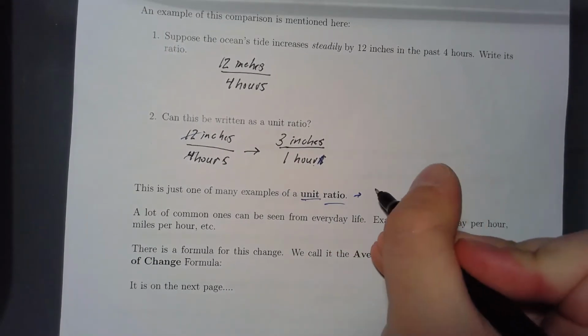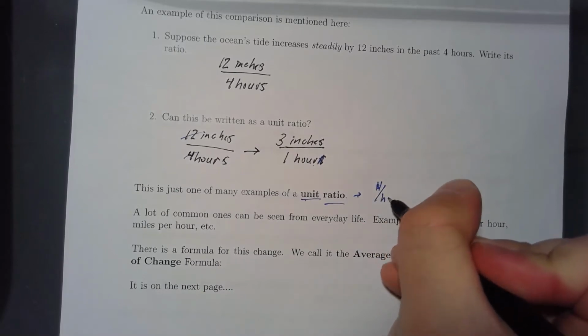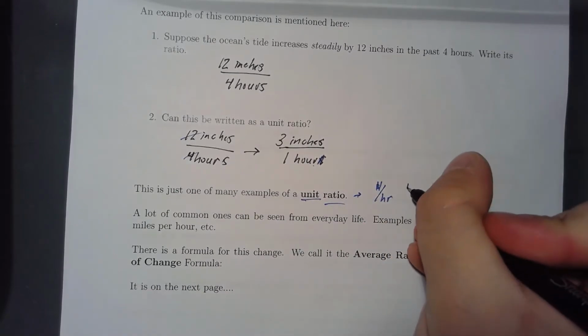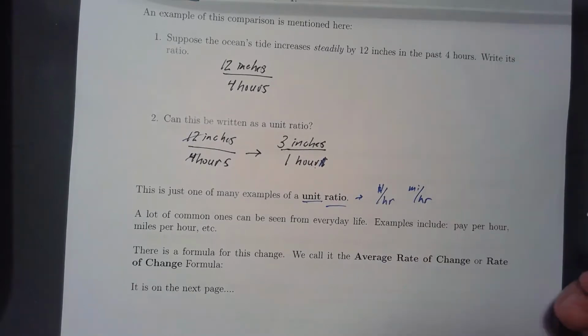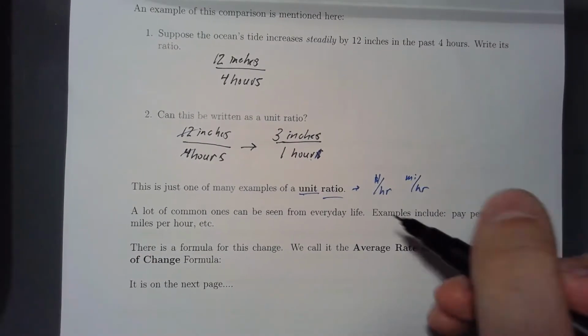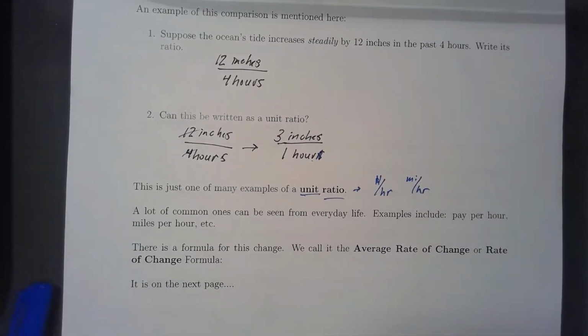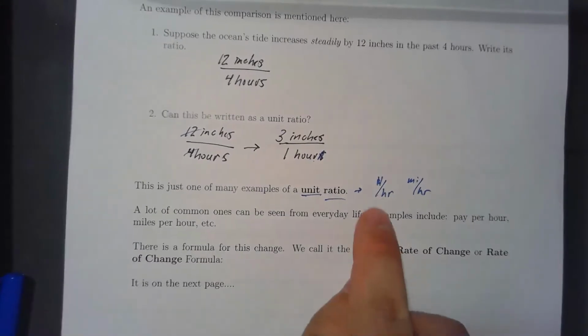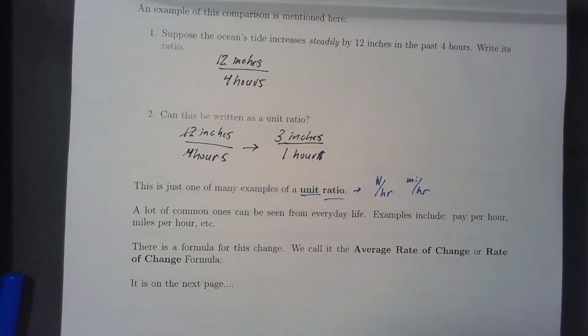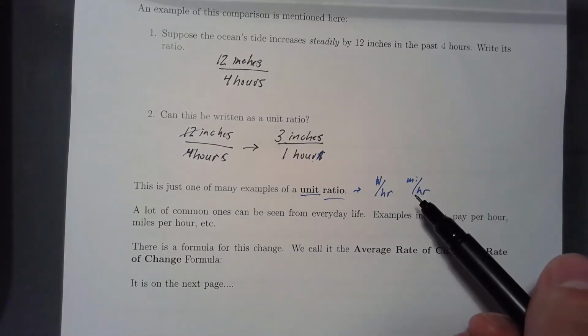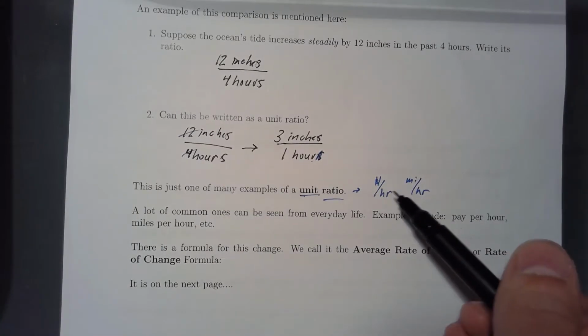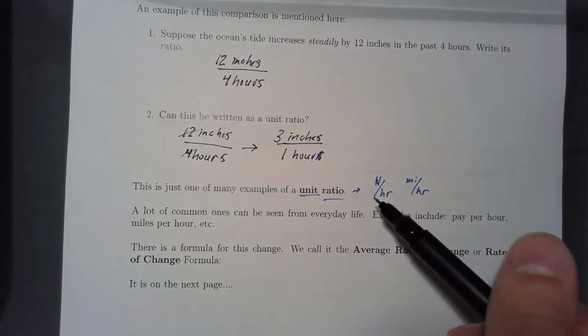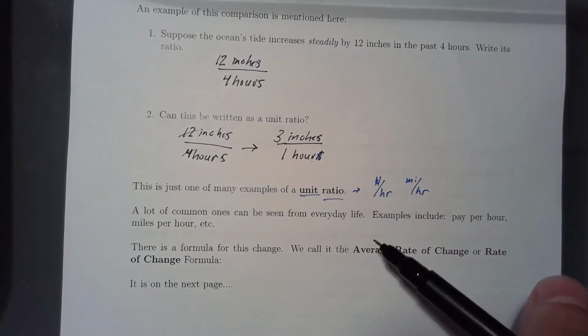Unit ratios could be dollars per hour, right? Or miles per hour. These are things we work with all the time. If you have a job and you're paid per hour, then that's a unit ratio: $10 per hour, $15 per hour. If you drive, you go 60 miles per hour. This is just common sense. These are unit ratios. We work with these things every day.